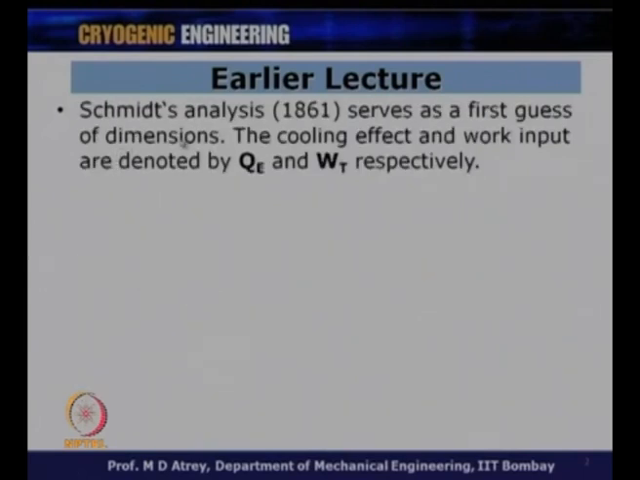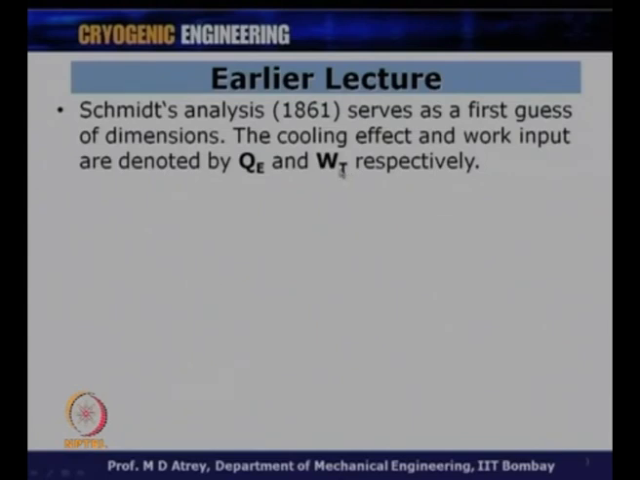We studied Schmidt's analysis, which was given in 1861, and we also observed that it serves as a first guess of dimensions. That means, if I want to design a cryocooler, the first guess would be given by Schmidt's analysis, which can tell us the diameter of the piston, the stroke of the piston, or the stroke and diameter of the displacer, depending on whatever arrangement we choose to have. The cooling effect and the work input are denoted by QE and WT respectively, and we had derived the expressions for QE and WT for the ideal Schmidt cycle.